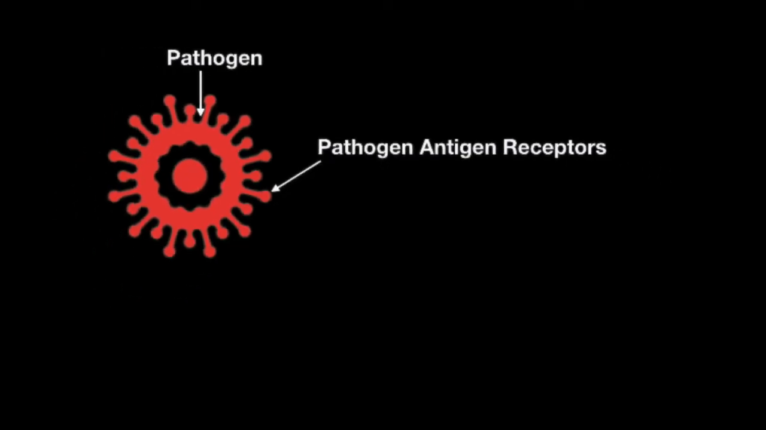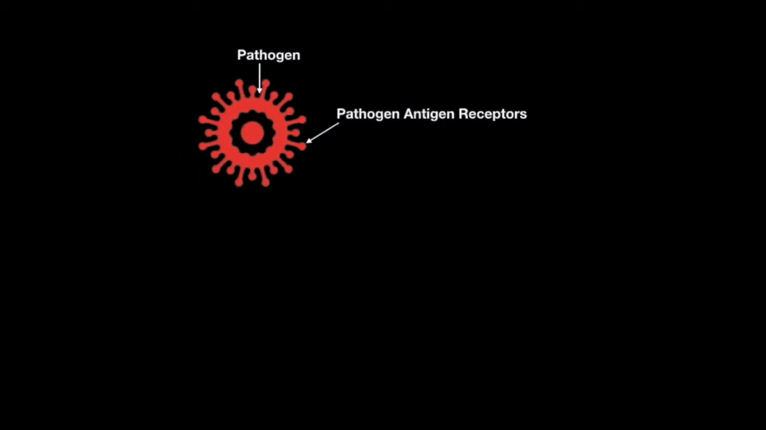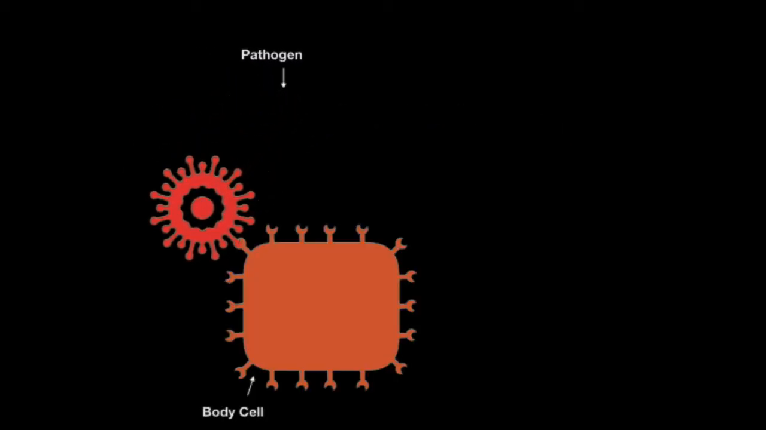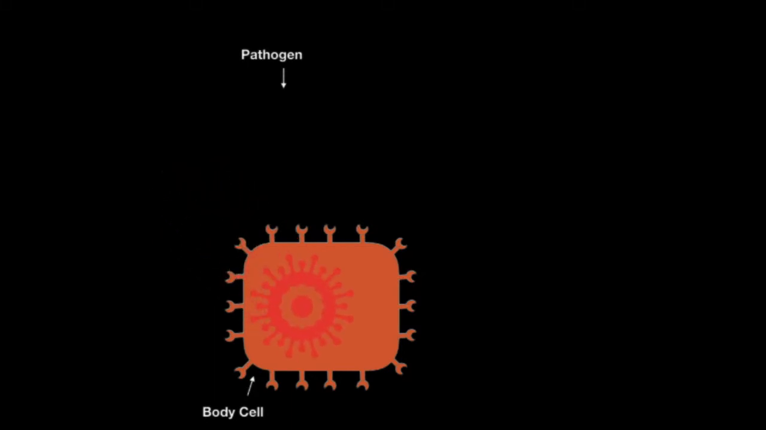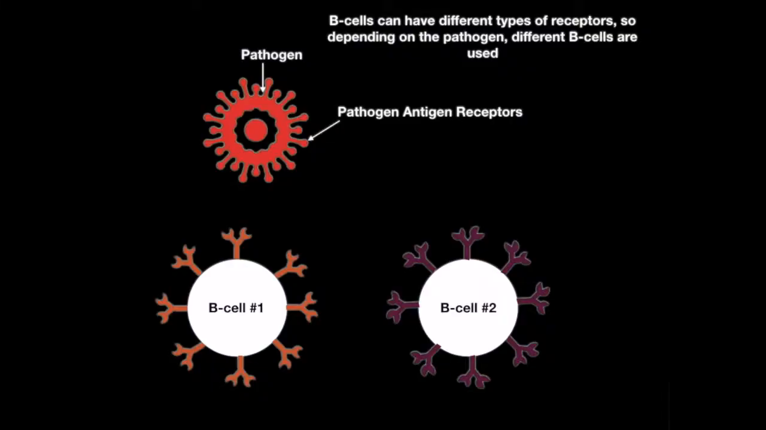Pathogens have a protein coating that is filled with antigen receptors, which are little shapes that can hook onto the normal body cells. This allows the pathogens to infect our normal body cells. The specific immune system uses these antigen receptors to specifically design their counterattack.